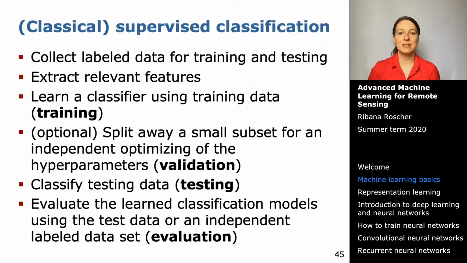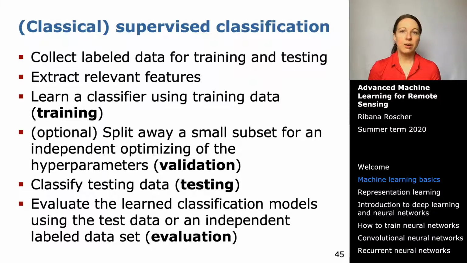So the classical supervised classification pipeline contains the following steps. First of all, you collect labeled data for training and testing. The training data is used to learn a model, and the test data is used for evaluation, or it's just the data for which you want to know to which class each data sample belongs. In the next step, you extract relevant features, and then you have the training step. So you learn a classifier using training data, and in an optional step, you can split away a small subset for an independent optimization of hyperparameters. This is called validation.